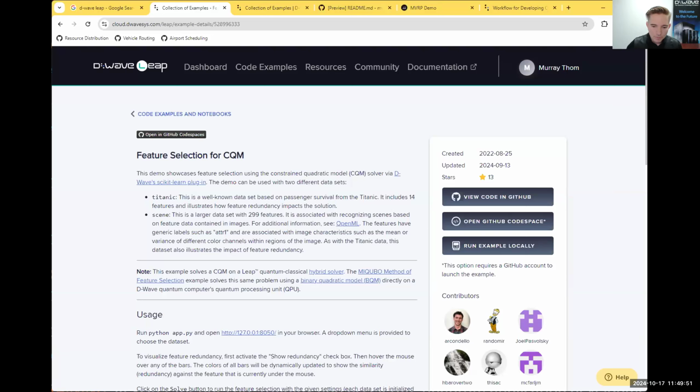Yes. Okay, so let me go back, share my other screen there. So that one is slide 3, I think.